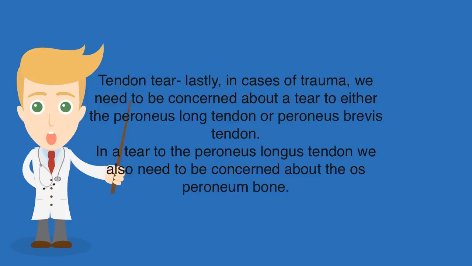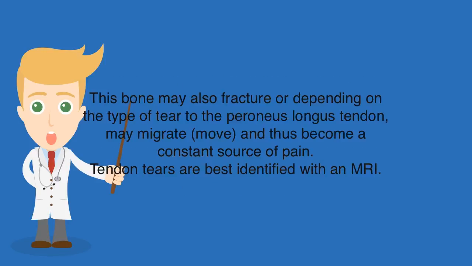Tendon tear. Lastly, in cases of trauma, we need to be concerned about a tear to either the peroneus longus tendon or peroneus brevis tendon. In a tear to the peroneus longus tendon we also need to be concerned about the os peroneum bone. This bone may also fracture or, depending on the type of tear to the peroneus longus tendon, may migrate, move, and thus become a constant source of pain. Tendon tears are best identified with an MRI.